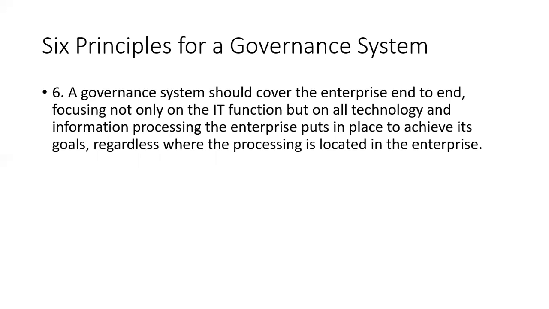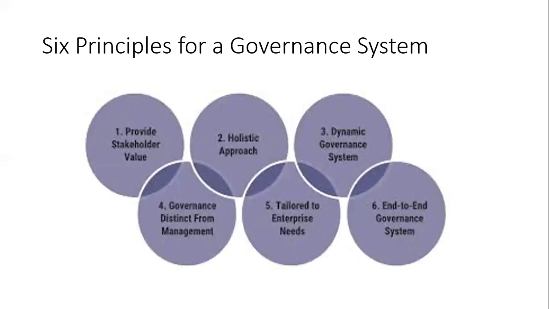So those are the 6 principles for a governance system, and you can see them in short form. Number 1, the governance system should provide stakeholder value. The governance system should be implemented using a holistic approach. The governance system should be a dynamic governance system. Number 4, governance should be distinct from management. Number 5, it should be tailored to enterprise needs. Number 6, an end-to-end governance system. Those are the 6 principles for a governance system.